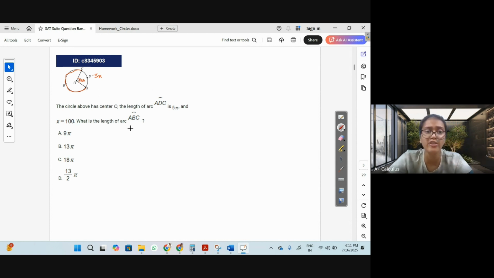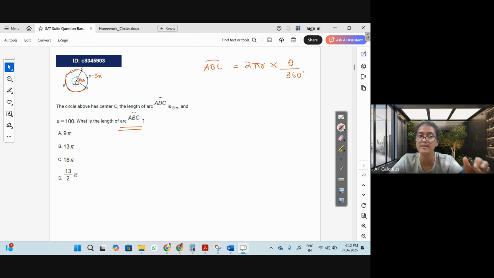To find the length of any arc, the formula is 2 pi r times the central angle over 360 degrees. In this case, to find the length of arc ABC, the angle is this one. So don't take 100. Many students take 100, but no. The angle subtended by this arc is this blue one, which is the reflex angle. You can get that angle by doing 360 minus 100. So that's 260. So theta is 260. And now we need to know the value of r.